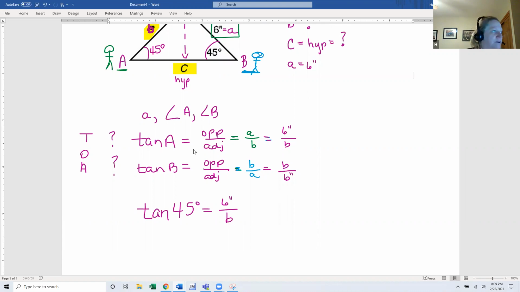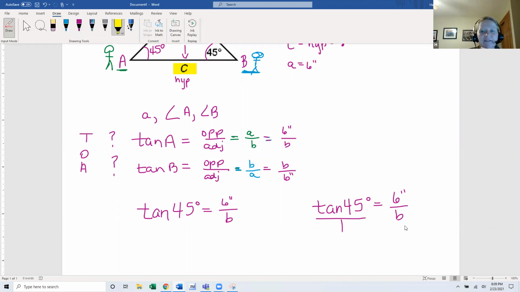Stop me if I lose anybody. All right, now at this point, you can do a couple things. I'm going to write the same thing over here because I'm going to show you 2 different ways to do it. And you're going to pick whichever one of these speaks to you. I don't care. This has to do with whether or not you like algebra or algebra is not your friend and you would prefer to not do algebra. These are the same thing. If I have tangent 45 equals 6 inches over B, I want to solve for B. That's what I'm trying to do. Trying to solve for this thing right here.